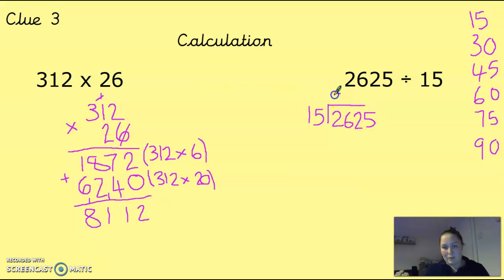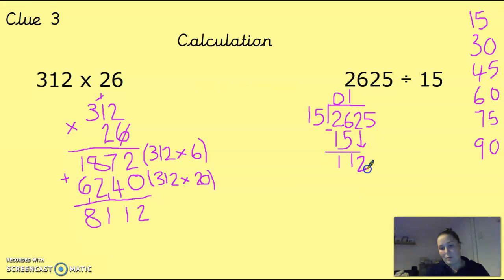So I'm going to put a 0 at the front because we're not going to go into 2. We're going to go into 26. Which number in my 15 times table is closest but below 26? So I can only get to 15. So I'll write 15 there. How many lots of 15 is that? It's 1 on my answer line. Then I do my subtraction here. 26 take away 15. 11.